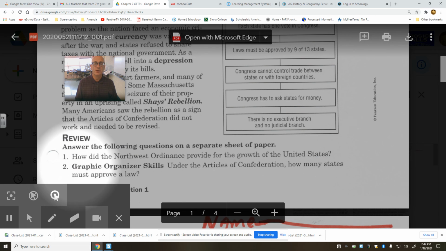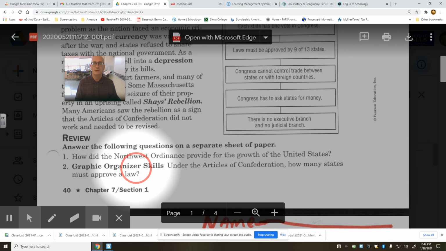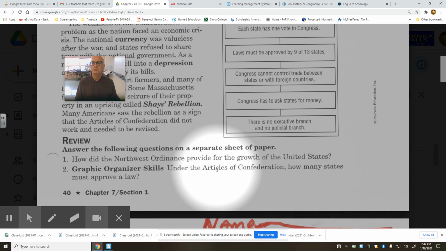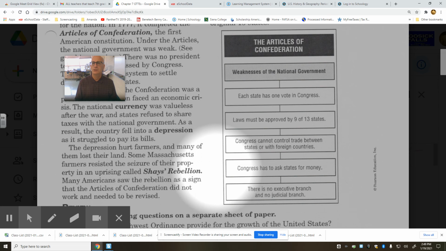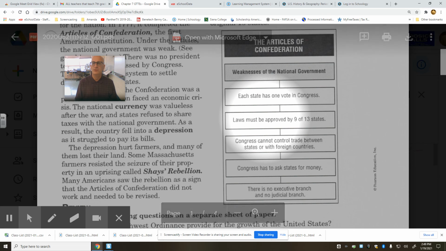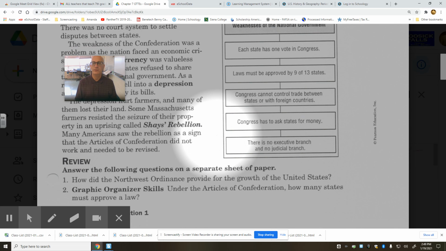And question number 2 on our chart/graphic organizer, under the Articles of Confederation, how many states must approve of a law? Under the Articles, how many states must approve a law in order for it to go into effect?